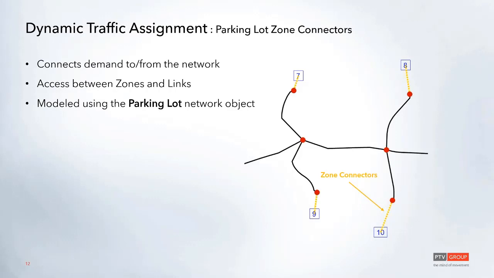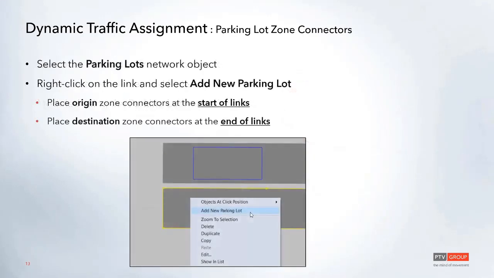All right, so moving on to our next network object. Here we're going to talk about parking lots. So parking lots act as kind of a connection between the zone demand and being able to place that demand onto the network. So first, just select the parking lots network object, and then you can right-click on a link and then just select that Add New Parking Lot option.